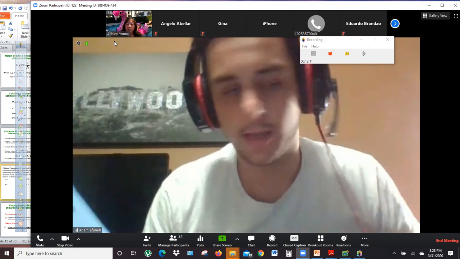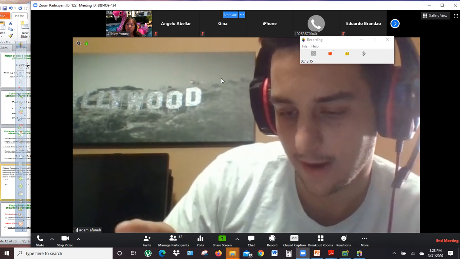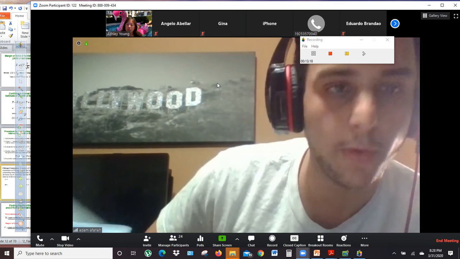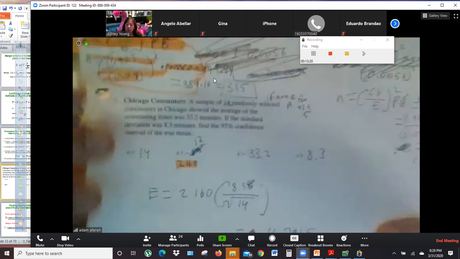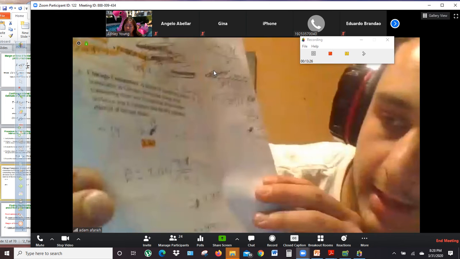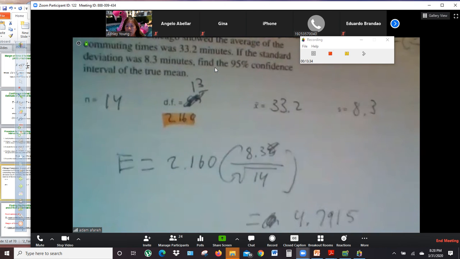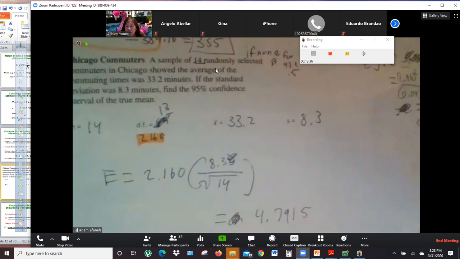Yes, I looked it up on the T-table. I looked up the T-table at 13 for 95%, and I got 2.160 for my critical value. Right there. And I calculated that in to get E. I said E equals 2.160 times the upper value, which is 8.3 standard deviation, divided by the square root of n, which was 14.